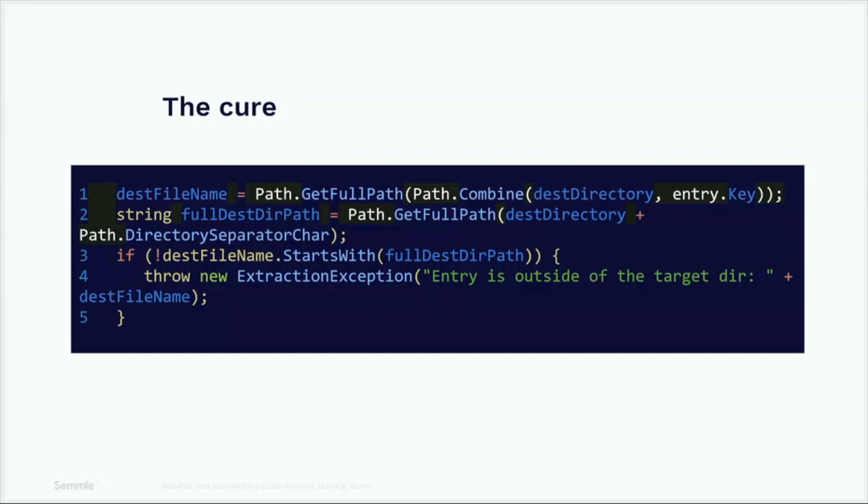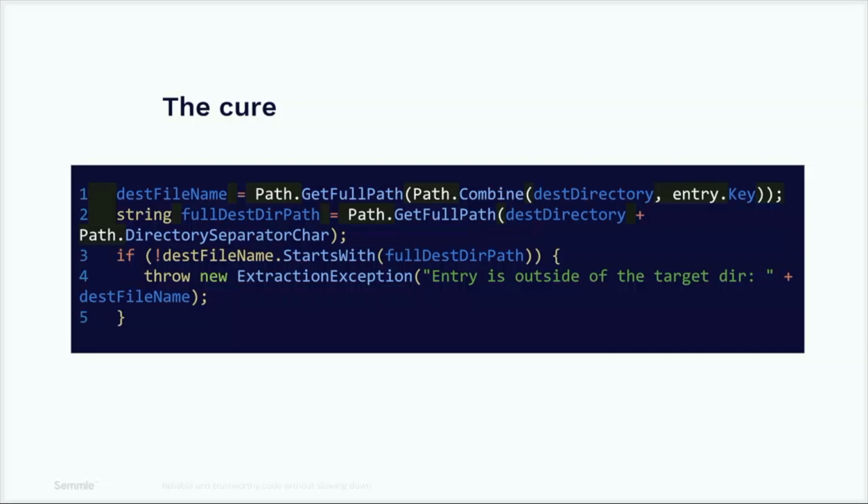So what's the cure for this problem? Instead of taking directly the result of path.combine, you can get the full path. Get full path will resolve the dot dots. Then afterwards, you check that the destination file is included in your expected destination directory and not somewhere else. If not, then you stop and you throw an exception.